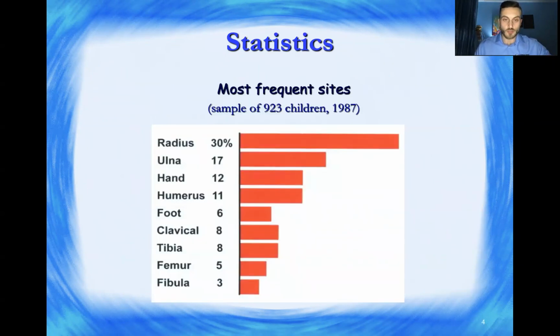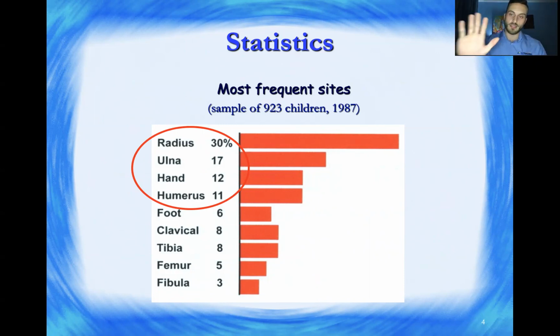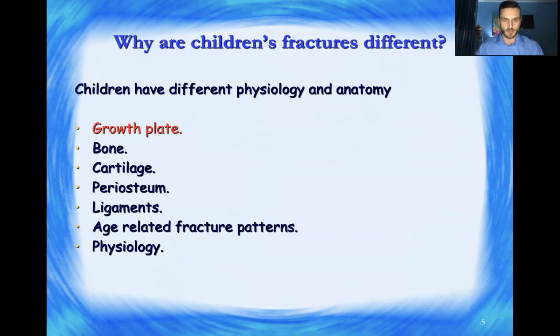The most frequent sites for fracture: the radius is the commonest, because the most defensive mechanism for your body when you fall down is you put your hand out, like an outstretched hand. So it's going to be the radius and the ulna, the hand, then the humerus, foot, clavicle, tibia, femur, and fibula. So these are the commonest sites for fracture.